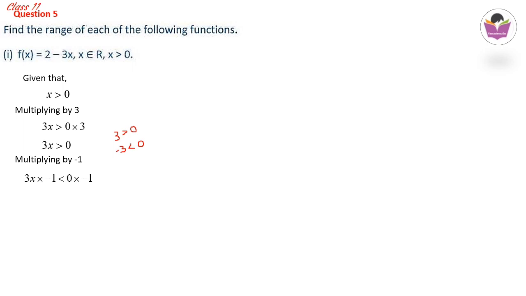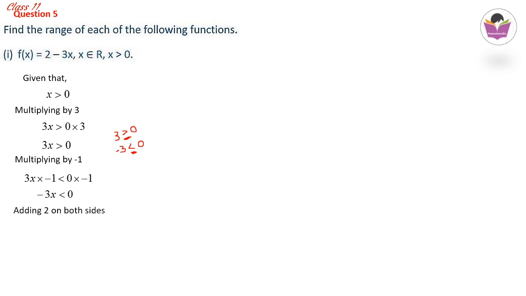Okay, so when you multiply a minus sign on the left and right portion of an inequality, you have to reverse the inequality symbol. That's what we have done here. So 3x into minus 1 is less than 0 into minus 1. That means minus 3x is less than 0. So we have got one portion, minus 3x. Again there is one more portion left, that is 2.